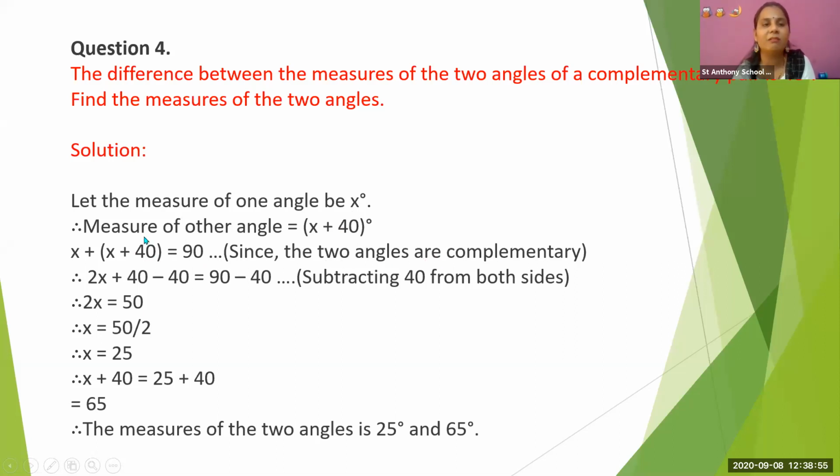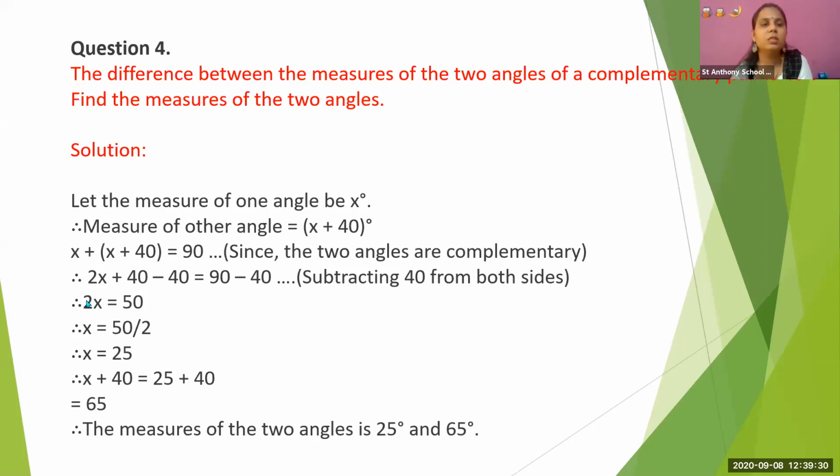Both angles are complementary. One of the angles is X and another angle is X plus 40, which is equal to 90 because the two angles are complementary, right? Now X plus X is equal to what? 2X. 40 remains as it is, equal to 90. Now we don't want this 40 with 2X. So we will subtract this 40 from 90 because 40 gets shifted to the right hand side. Now 2X is equal to 50.